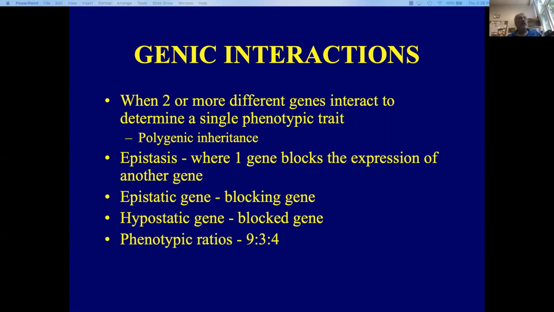And this yields phenotypic ratios that are modifications of the dihybrid cross. Not a typical 9:3:3:1 ratio, but usually only 2 or 3 phenotypic categories and not 4, such as 9:3:4, 9:7, 13:3, etc.